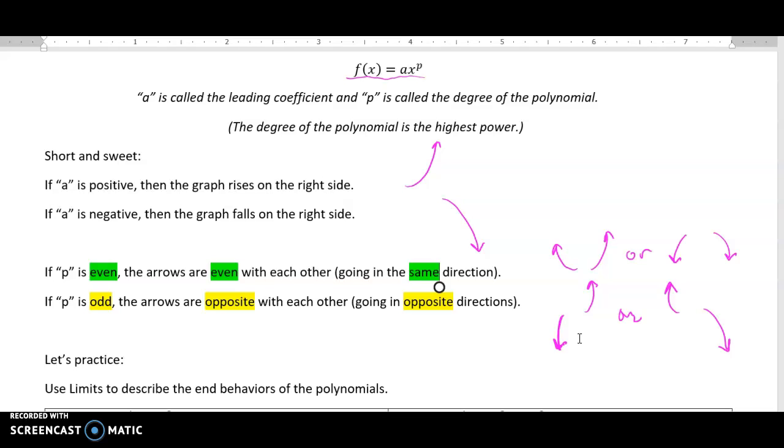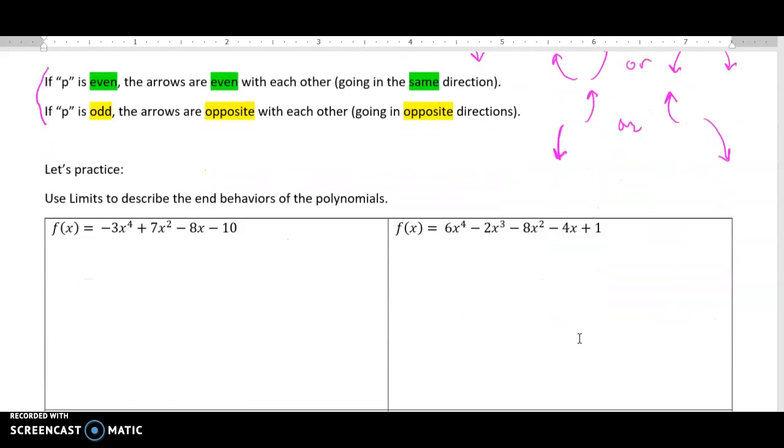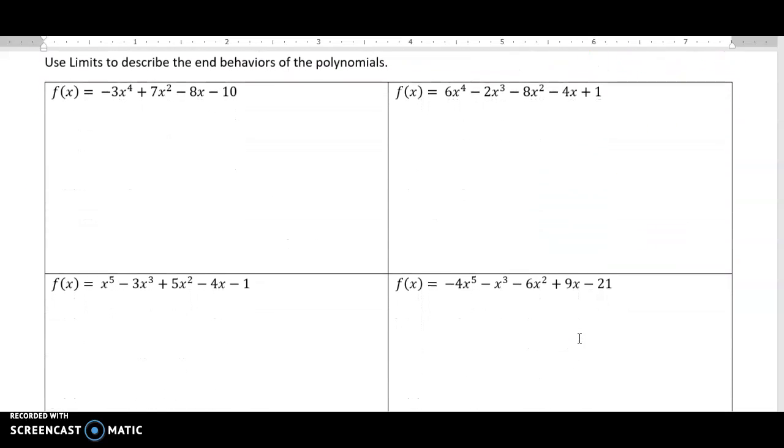So you got two things. If A is positive, the graph rises on the right. If A is negative, the graph falls on the right. If P is even, the arrows are even, or they're going in the same direction. If P is odd, the arrows are going in opposite directions. So let's try a couple. It says to use limits to describe the end behaviors. Let's just do all the end behaviors and we'll come back and do a couple limits.